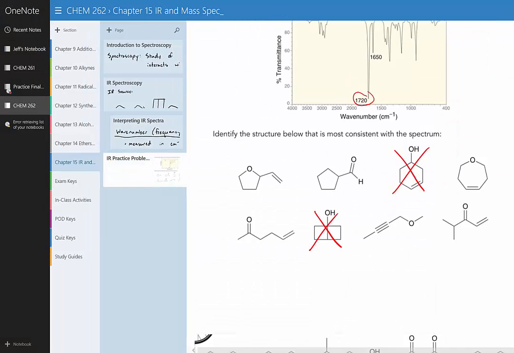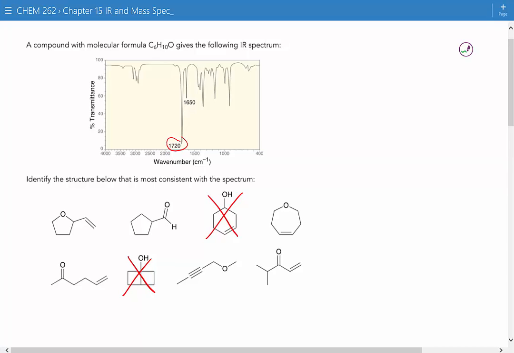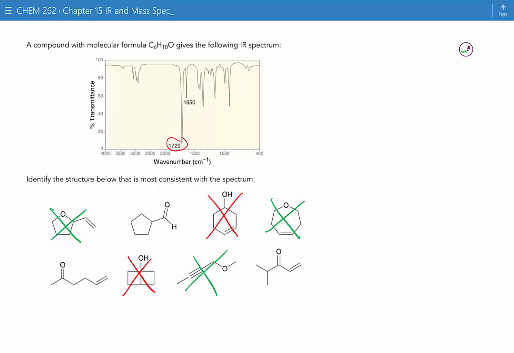So let's go back and look at it. We know it's not going to be that. It's not going to be that. It's not going to be that. So we've already ruled out 3 more. We've got an aldehyde and 2 ketones.